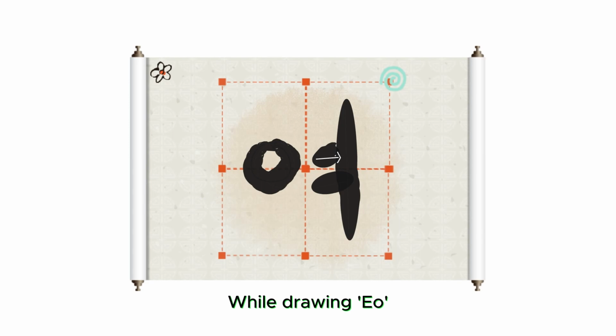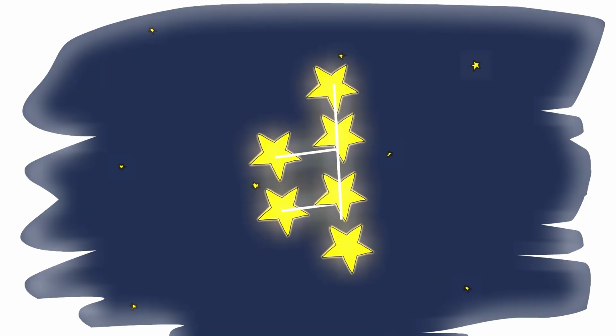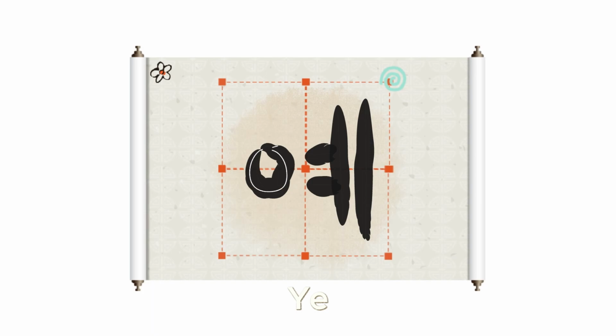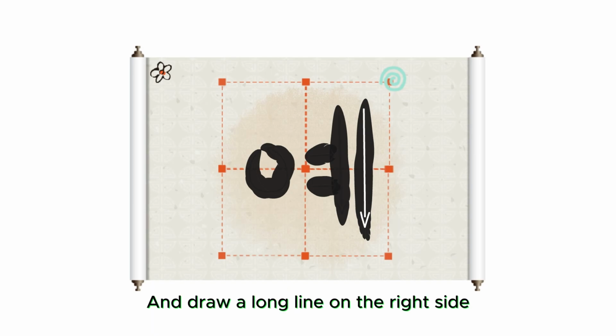While drawing, draw another short line. 여. 예. Draw 여. Draw a long line on the right side.